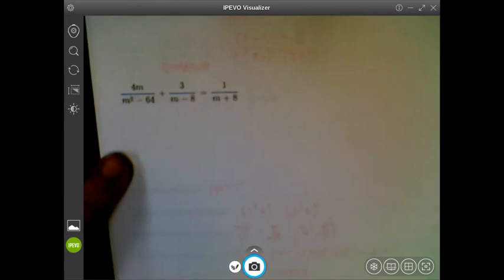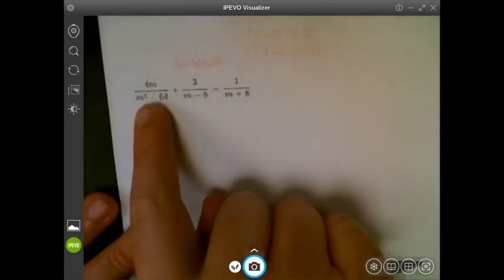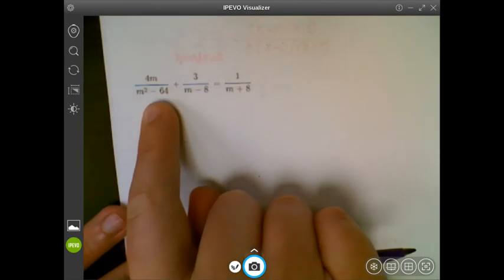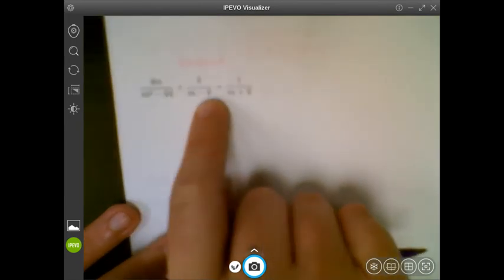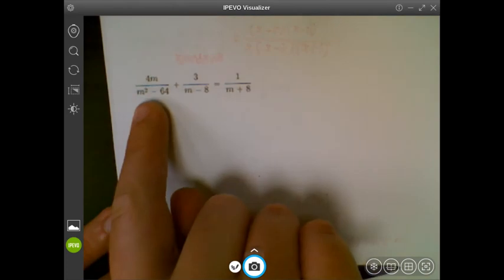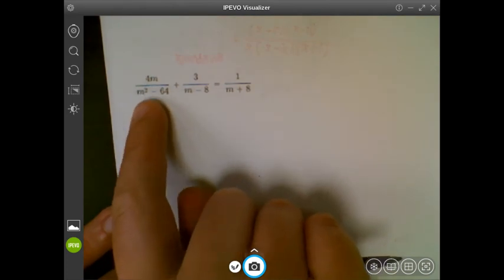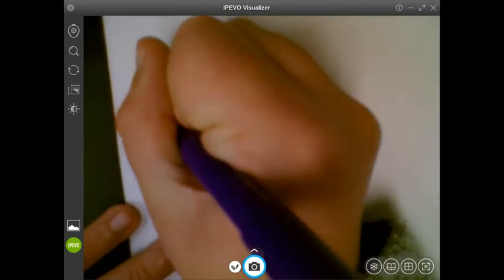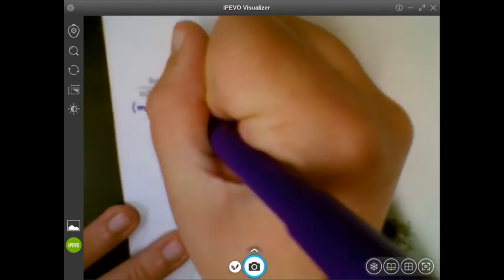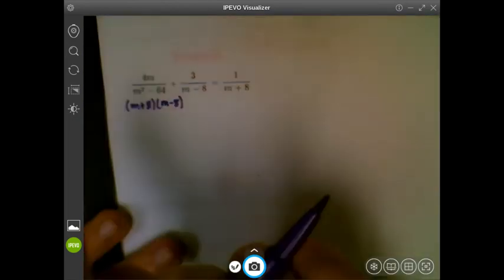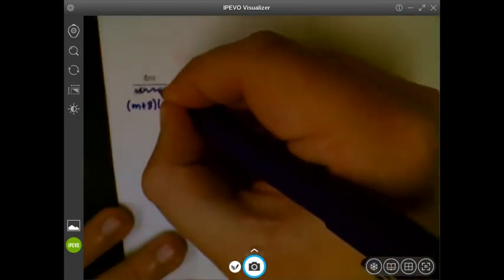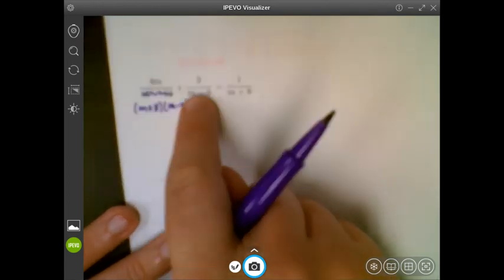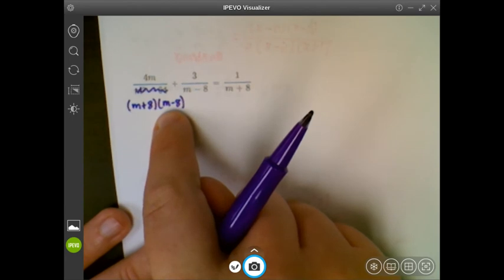All right, these can get slightly more complicated in terms of making the denominators a little bit more interesting. So here you have an m squared minus 64. Here you have an m minus 8 and an m plus 8. And hopefully you recognize m squared minus 64 as a difference of squares: m plus 8 and m minus 8. And so instead of thinking about it as m squared minus 64, think about it as its factors. And this one right here already has the m minus 8.